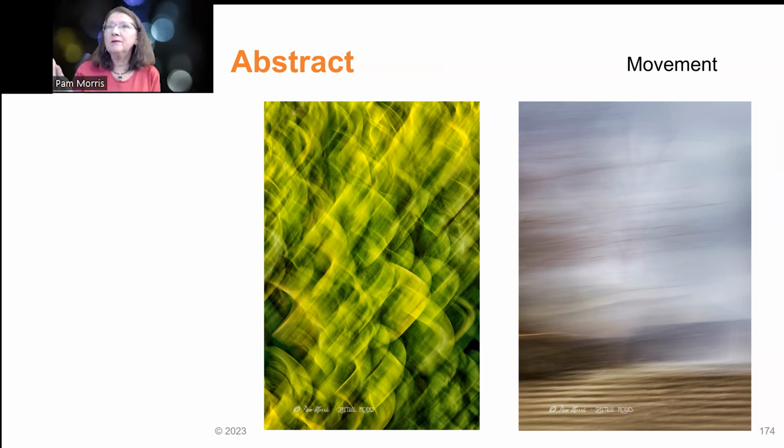The one on the left here is just some bushes, and by moving the camera, just wiggling it, it gives us some lovely light and shape. And the one on the right, I'm just trying to think what that was. It was something fairly ordinary. It looks like a beach scene, but it wasn't.